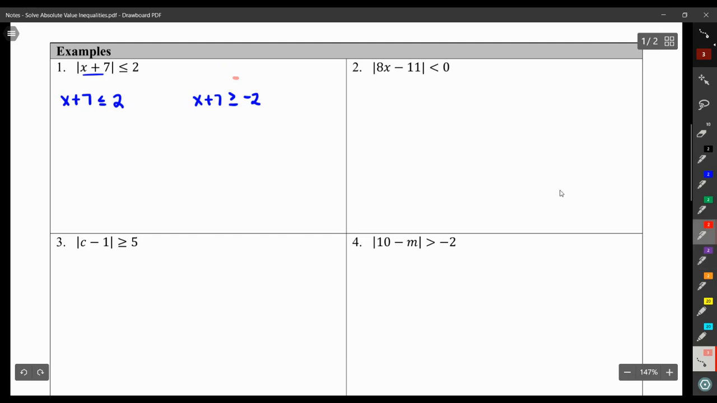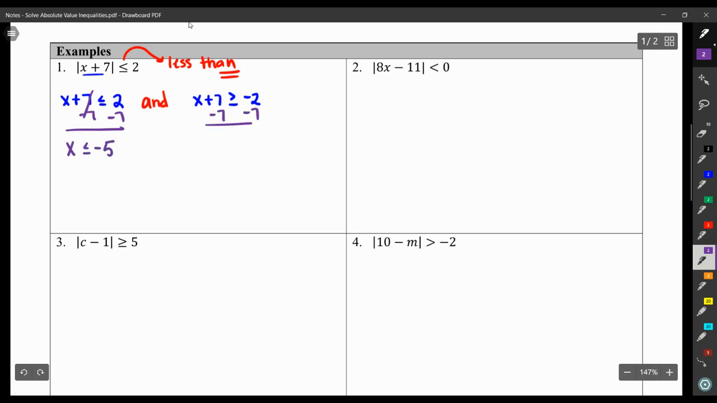So do we use the word "and" or do we use the word "or"? Well, the original sign was a less than. So less than, so we're going to use the word "and". So that means this has to be a solution to both of these inequalities in order to work. Once you have it split apart, now you can actually go solve like normal. So we're going to subtract 7 from both sides of the inequality, x less than or equal to negative 5. And then we're going to subtract 7 on this side, and we get x greater than or equal to negative 9. The way we can finish this off is we can write the word "and" in the center, and then this is one way to write our solution.